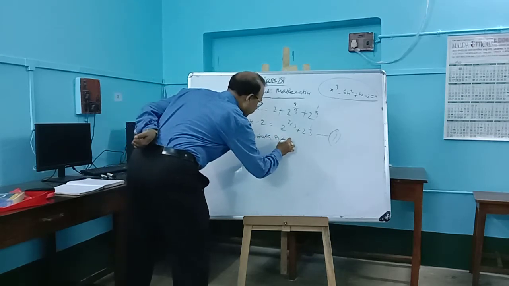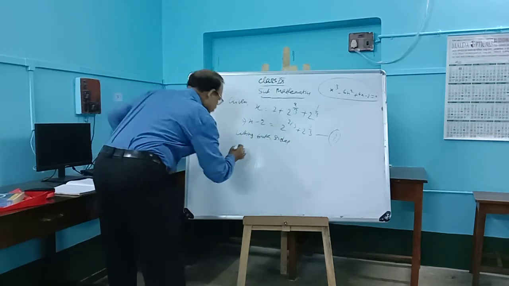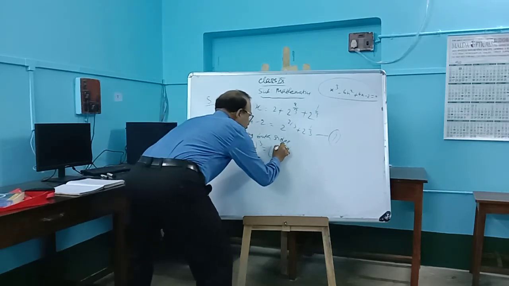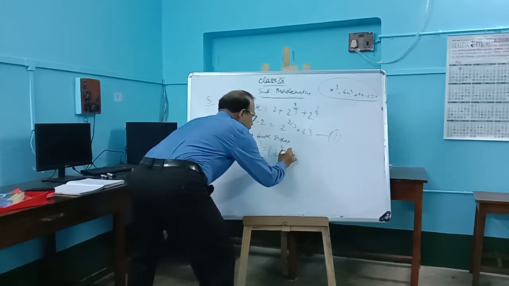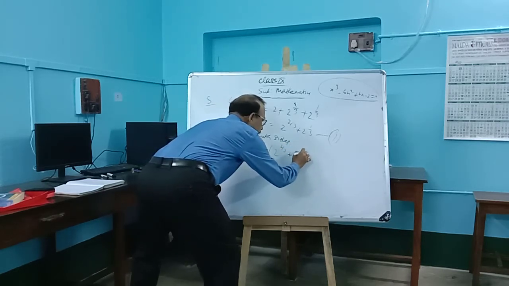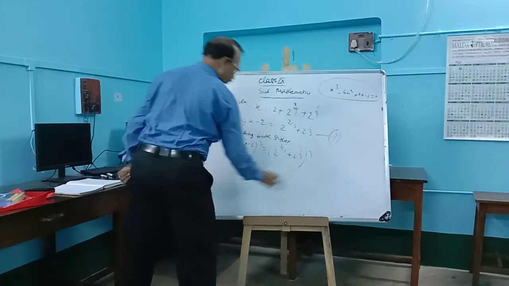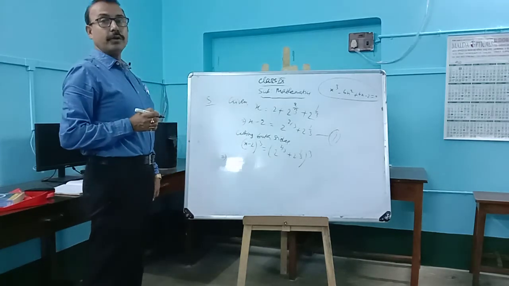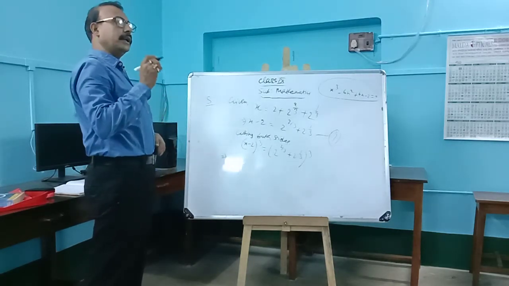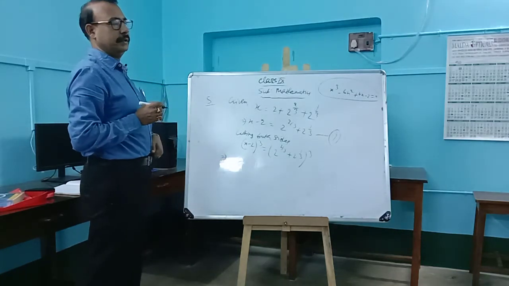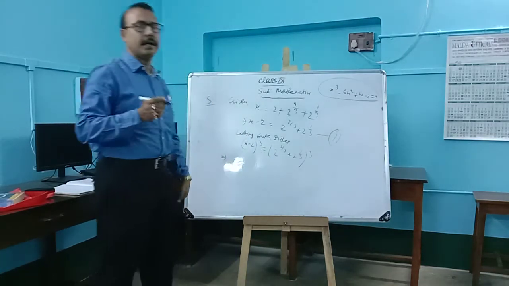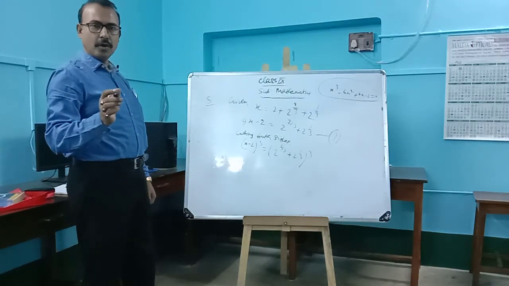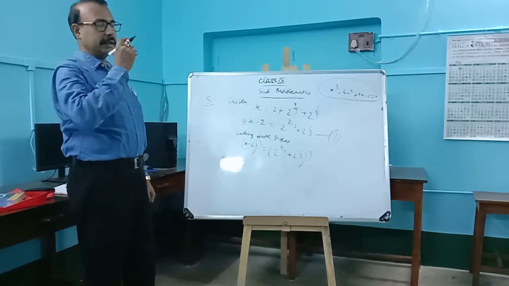Alright, cubing both sides: (s minus 2) cube equals (2 to the power 2 by 3 plus 2 to the power 1 by 3) cube. Both sides we have done cube. Now the formulas. (a minus b) whole cube is a cube minus b cube minus 3ab(a minus b), and (a plus b) whole cube is a cube plus b cube plus 3ab(a plus b). In the case of plus, all plus. In the case of minus, in the middle it is minus.